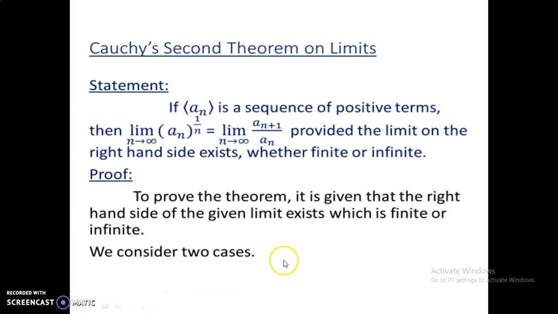So now let us take Cauchy's second theorem on limits. The statement of this theorem is: if an is a sequence of positive terms, then the limit of an power 1 by n as n approaches infinity is the limit of an plus 1 by an as n approaches infinity, provided the limit on the right hand side exists, whether finite or infinite. So in order to prove this theorem, it is given that the limit on the right hand side exists, which is finite or infinite.